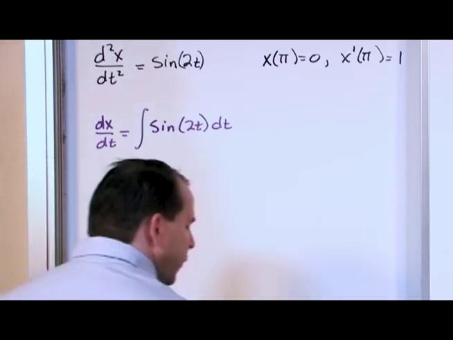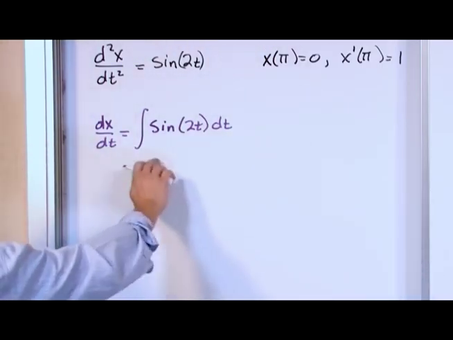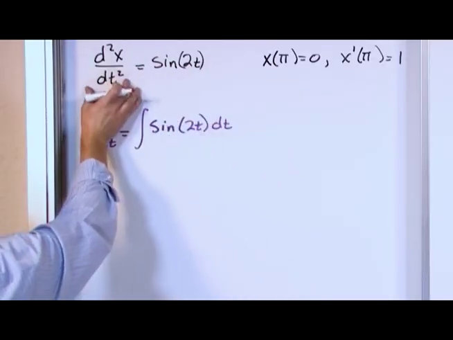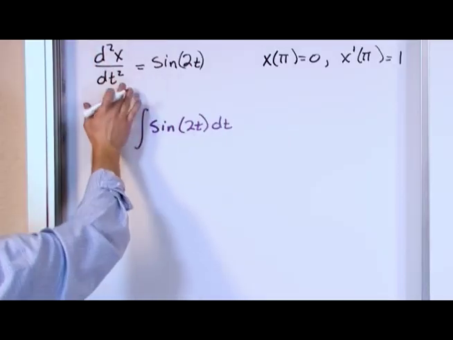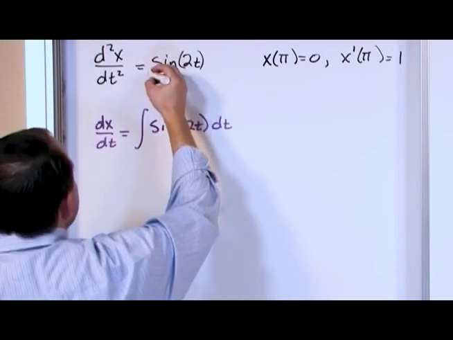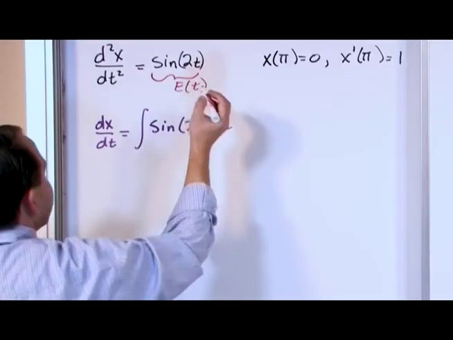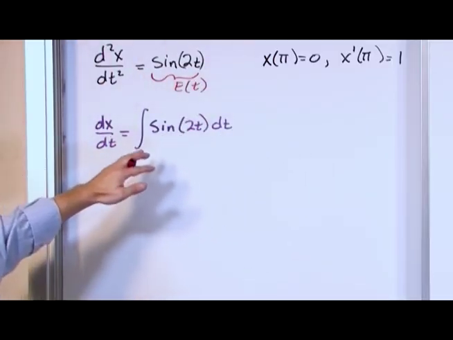Okay. The next thing I want to say before we go any further, because what we're going to do next is integrate this, is notice that this is linear. We have a second derivative. The function of time in front is just a constant. The only other thing on the other side of the equal sign is a pure function of time. So really this is e of t. This is my forcing function. It's a pure function of time sitting on the other side of the equal sign.